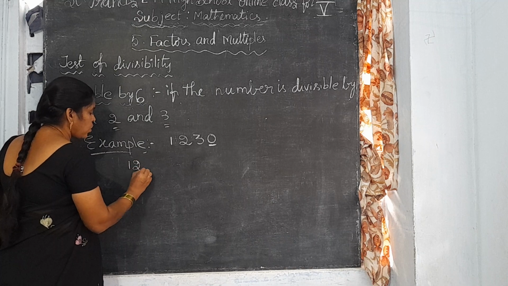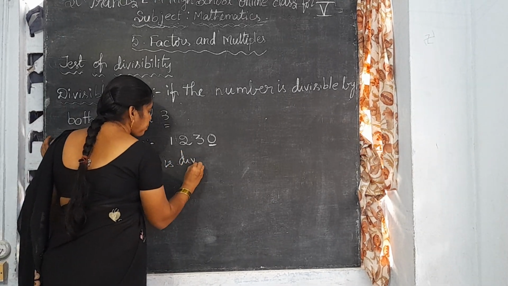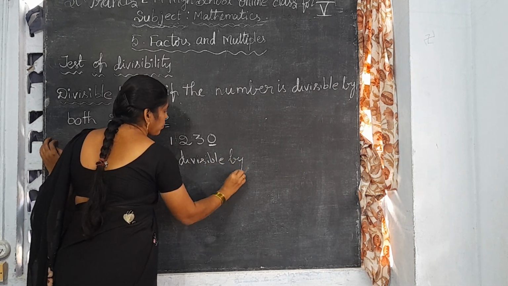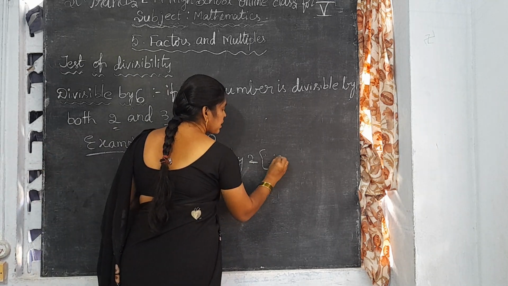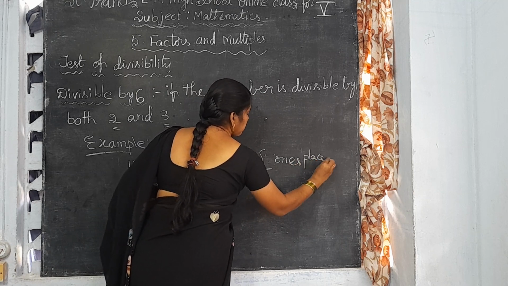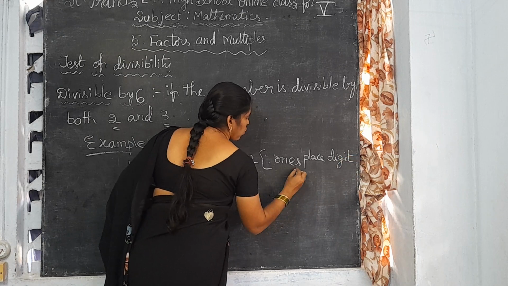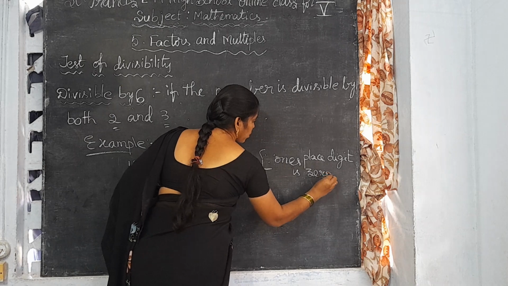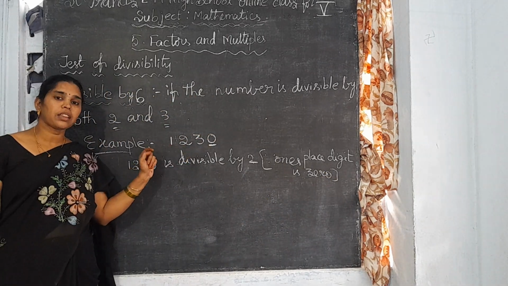See, 1230 is divisible by 2, because the ones place digit is 0. Okay? And is it divisible by 3?